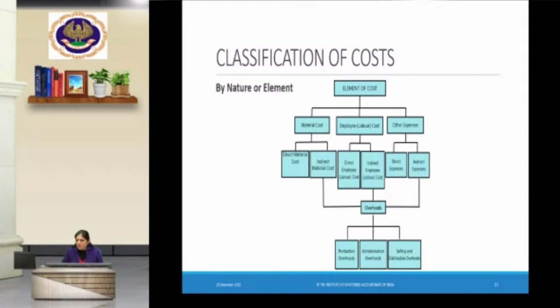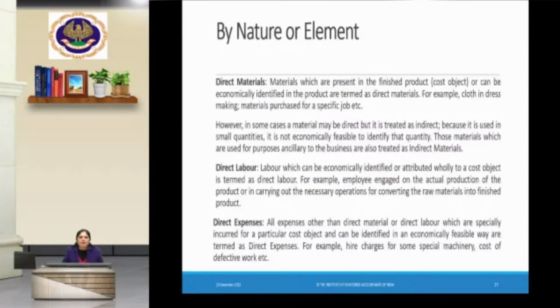All right. So moving further with the cost. So there is this classification of cost, element wise. We are focusing on element wise first. All right. So direct material, direct labor, direct expenses. Direct material is something which we can identify in the product.